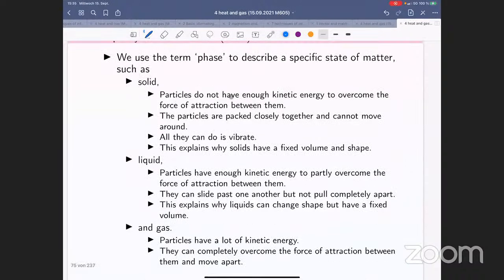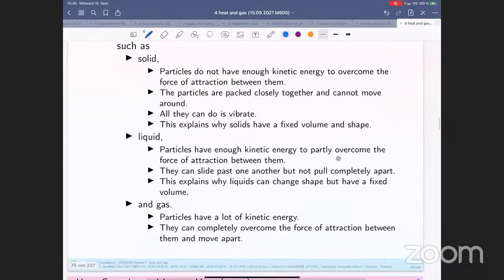Particles don't have enough kinetic energy because they are quite close to each other, and they cannot overcome the attractive force between them, and the particles are packed closely together and cannot move around. All they can do is vibrate. This explains why solids have a fixed volume and shape.